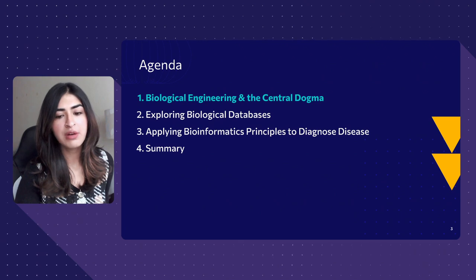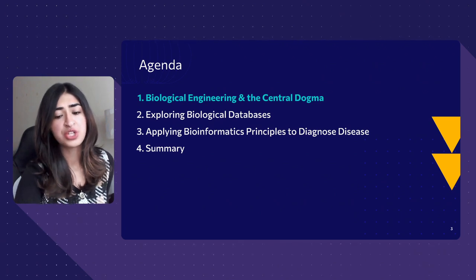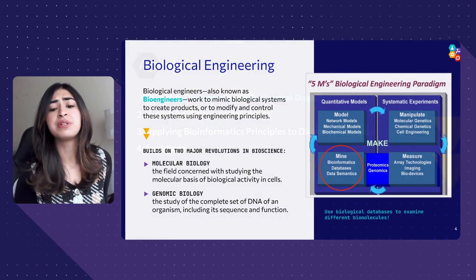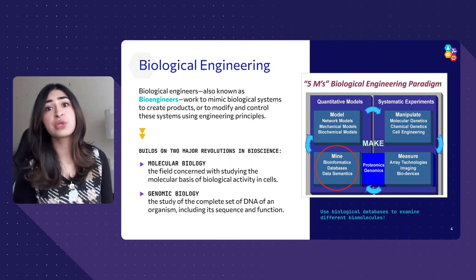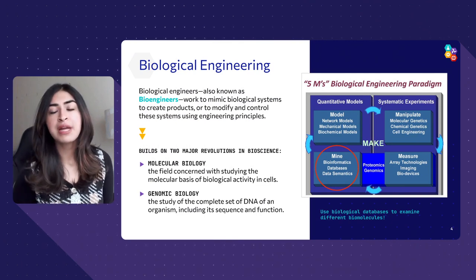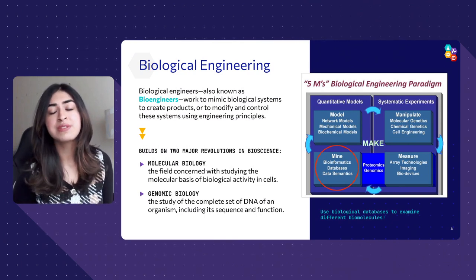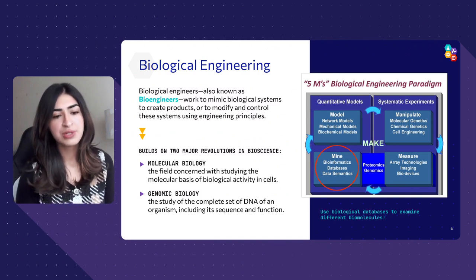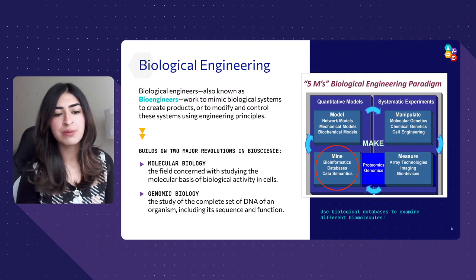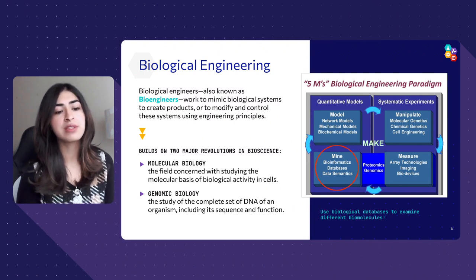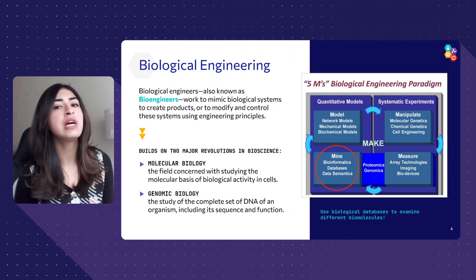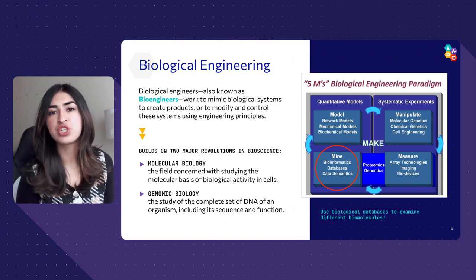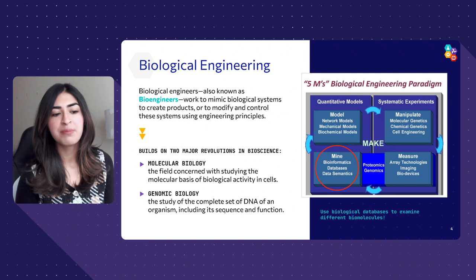So starting right off, what is biological engineering? It's basically like building, but instead of using materials that we can see, we use microscopic materials called cells that make up you and me, the building blocks of life. So biological engineers, also known as bioengineers, work to mimic biological systems to create products or modify these systems using the engineering principles that are existent in mechanical engineering, electrical engineering, chemical engineering, and all the rest of them.